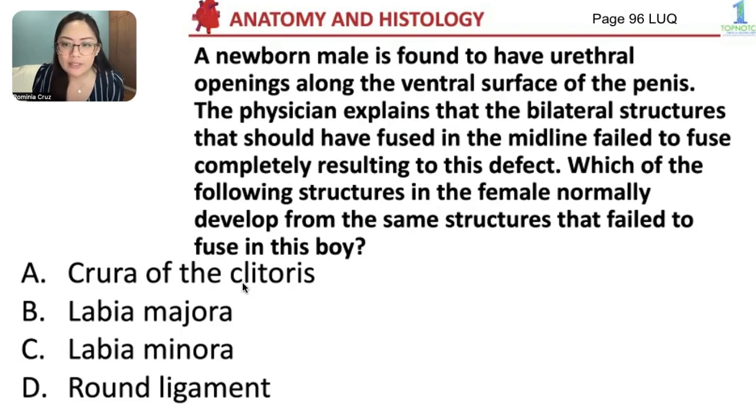Obviously, the round ligament is not the answer because that's in your pelvic cavity. The clitoris is the sensory sex organ in females and is homologous to the crus of the penis, which comes from the genital tubercle. The labia majora is homologous to your male scrotum. And so the answer here is your labia minora, which is homologous to the ventral portion of the penis.